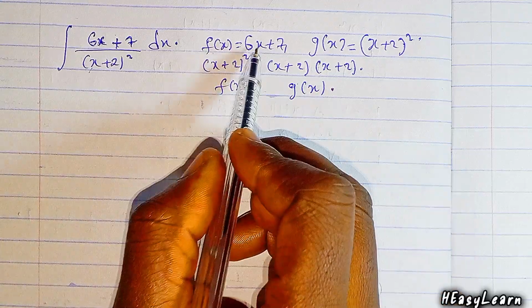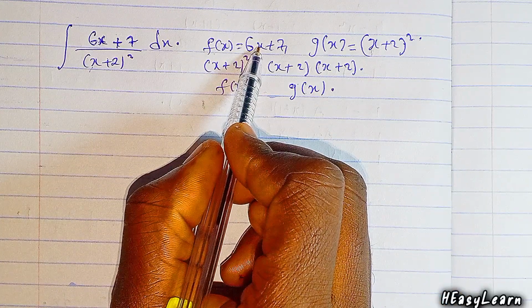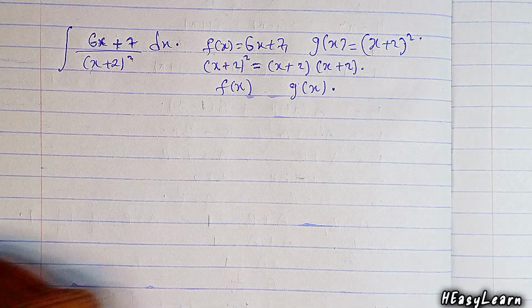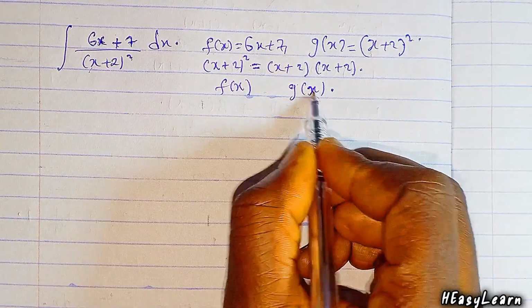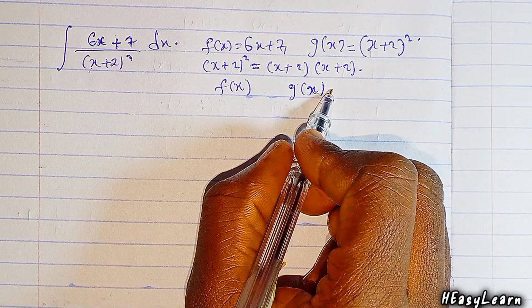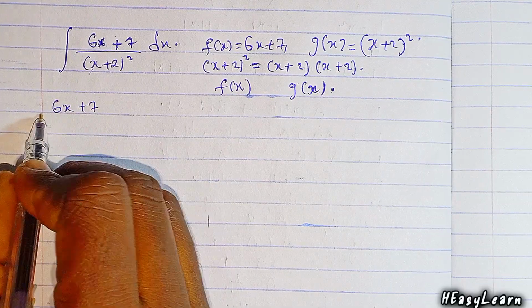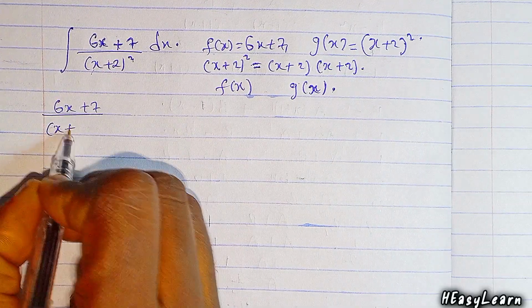The degree of the numerator is 1. This is a polynomial of degree 1. The degree of the denominator is 2 when you open this bracket. So the condition to use partial fraction is satisfied. We are going to use partial fraction to find the integral of this function.